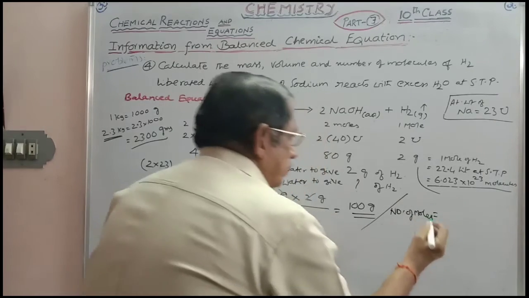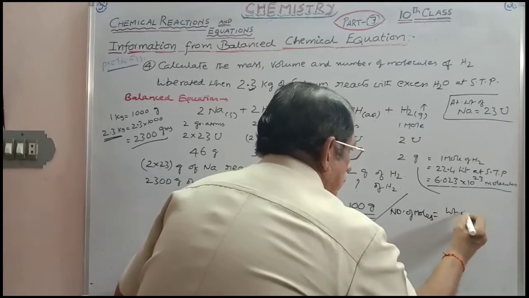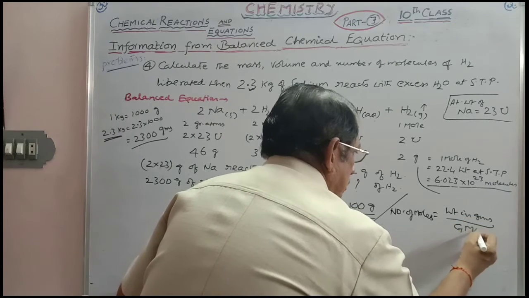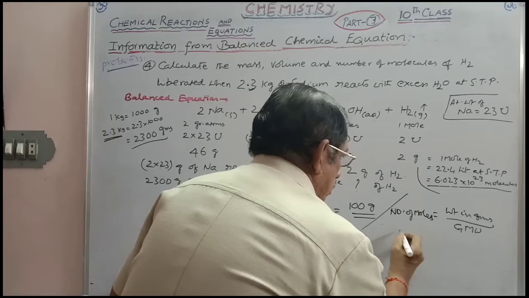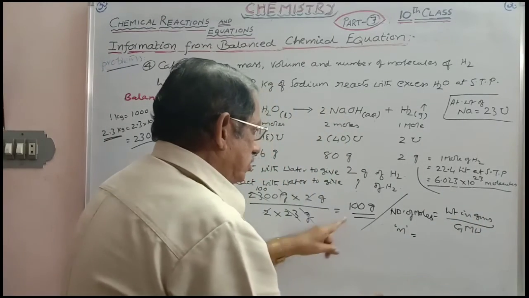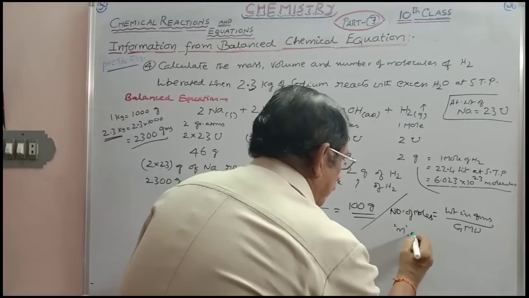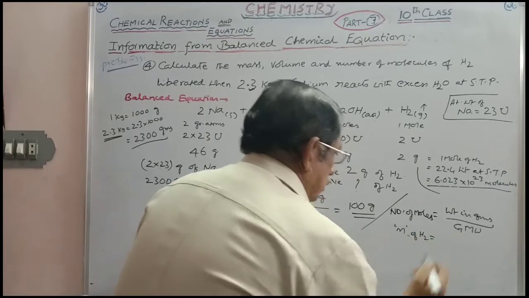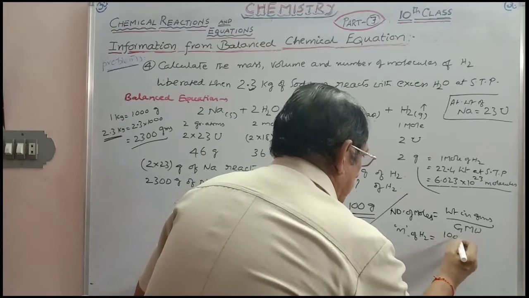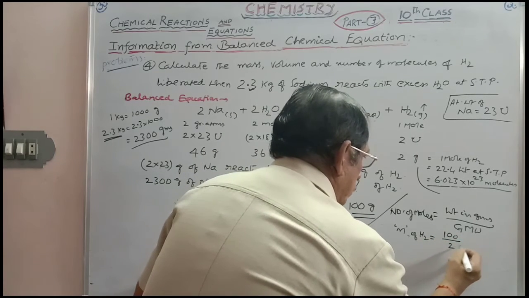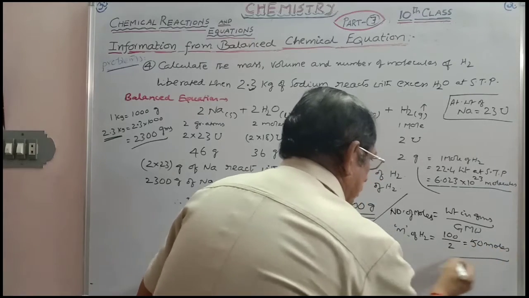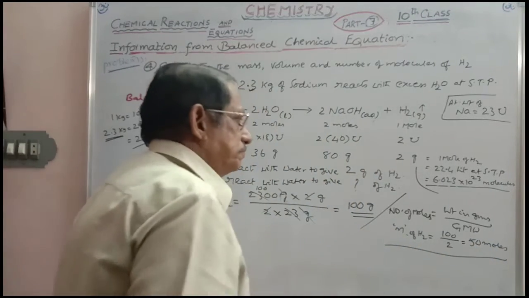is equal to weight in grams by gram molecular weight. So the number of moles n is equal to weight in grams, 100. n of H2 is equal to 100 by 2, 50 moles. Number of moles obtained is equal to 50 moles.